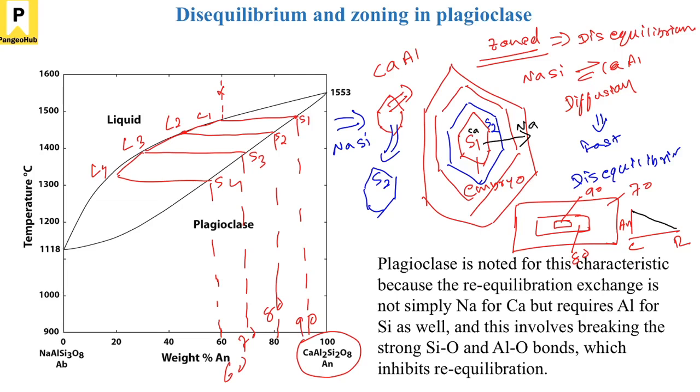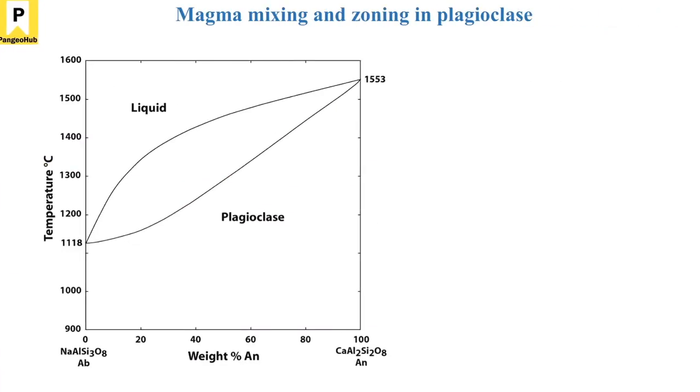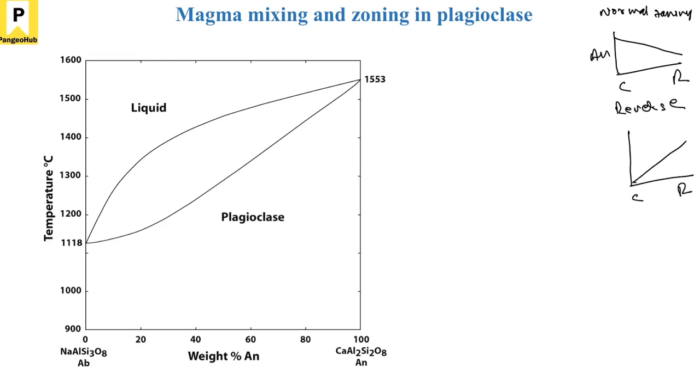So the causes for normal zoning will be fast cooling and evolving magma composition. Now, apart from normal zoning, so this is normal zoning, where if I plot anorthite from core to rim, there is a drop. You can have reverse zoning, where from core to rim the anorthite content increases.